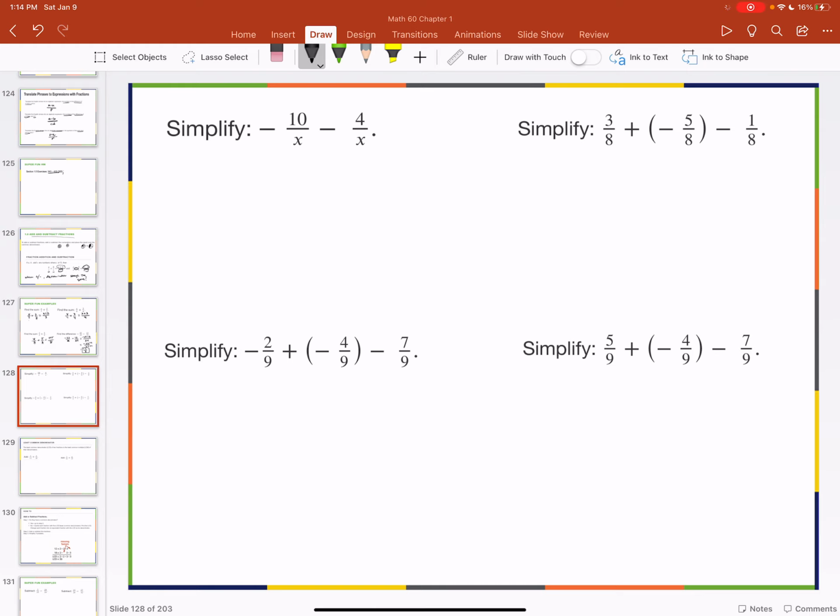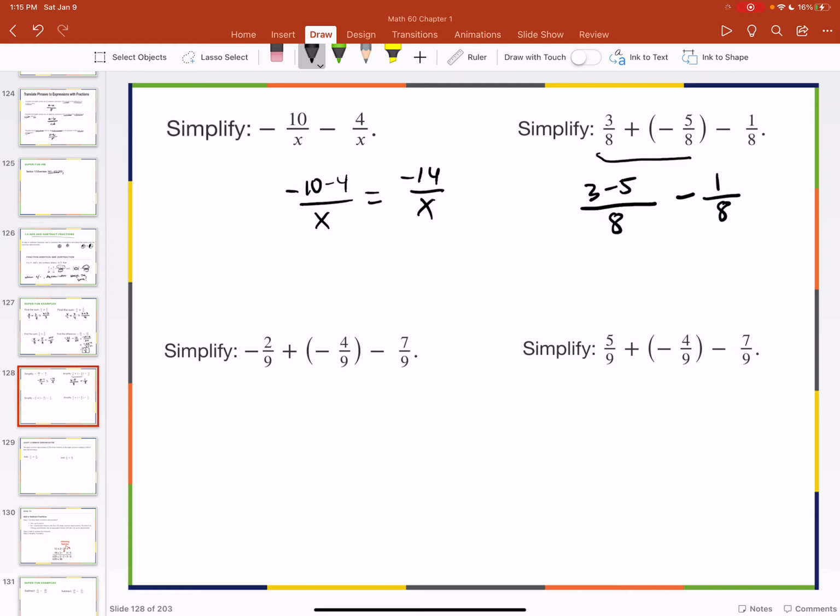Okay, let's do some more fun examples. So let's go ahead and simplify this. So we have the denominator is x, along the top, negative 10 minus 4. So that becomes negative 14 over x. In this case, again, we're doing left to right. You have 3/8 plus negative 5/8. So the denominator is the same, 3 minus 5 across the top, minus 1/8.